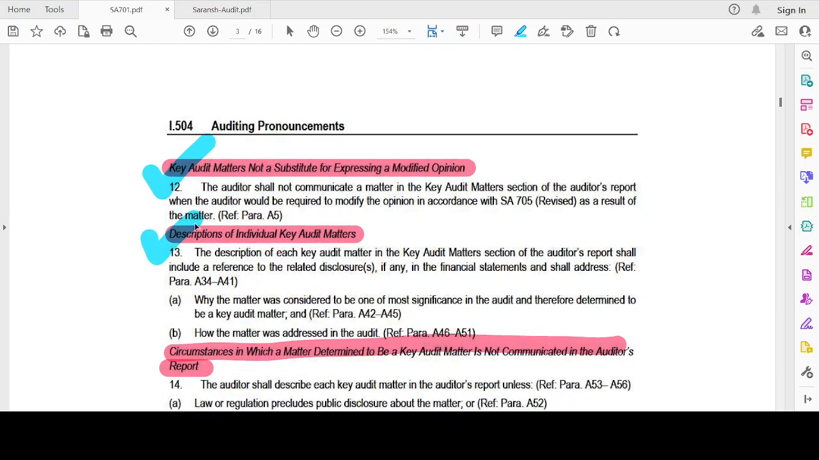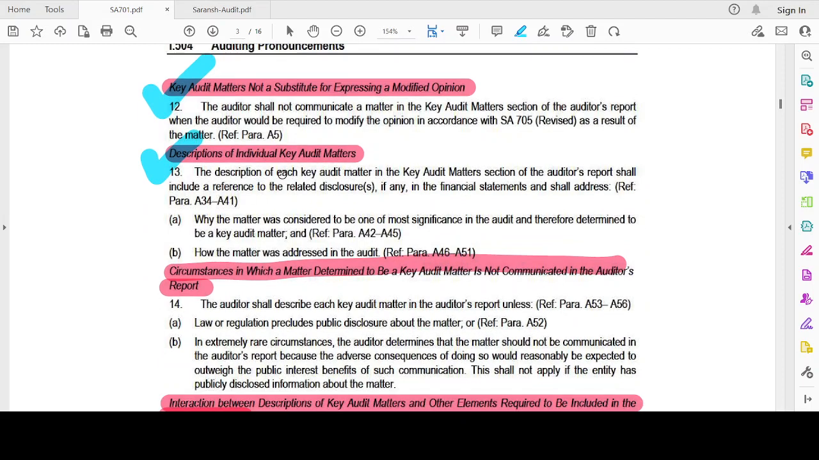Description of individual key audit matter. The description of each key audit matter shall include a reference to the related disclosure. I have to make a reference to the related notes or related items in the financial statements. Why the matter was considered: I have to say why this is a key audit matter and how it was addressed. For example, if inventory theft has happened or there is a wide inventory deficiency, I have to say this is why it has been considered a key audit matter and it was addressed by following so and so audit procedures.